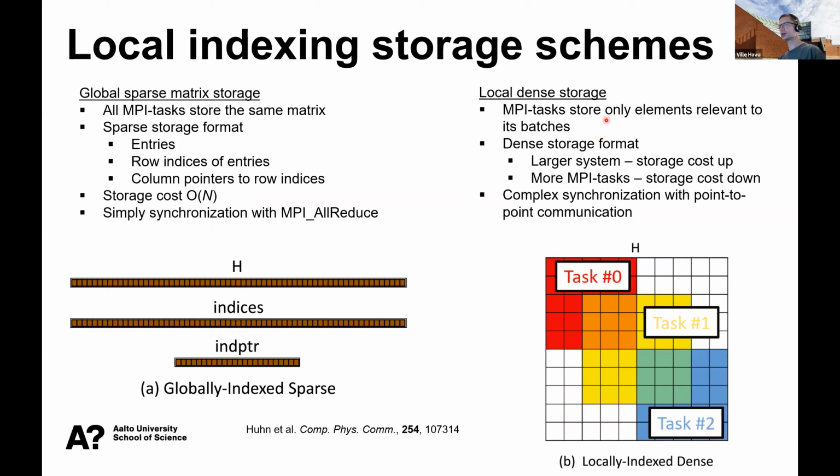The other option is the one that is used when you use the use local index, where the MPI tasks store only elements relevant to its batches. And this implies that you have a locally dense storage format, which means that you don't benefit from the sparsity, but you have these local matrices that are dense, but that are only stored for those basis functions that are non-zero within those batches in that MPI task.